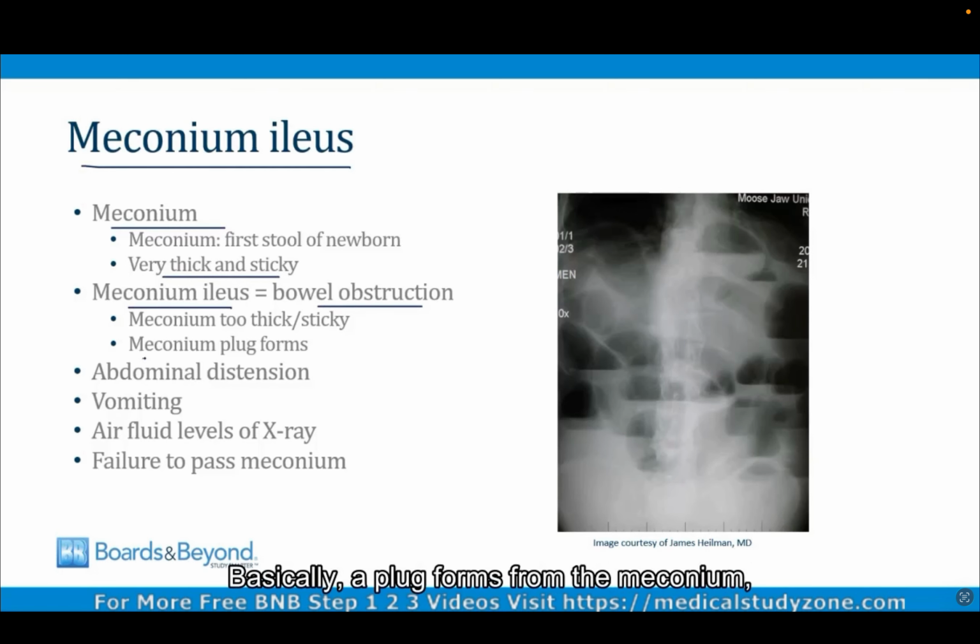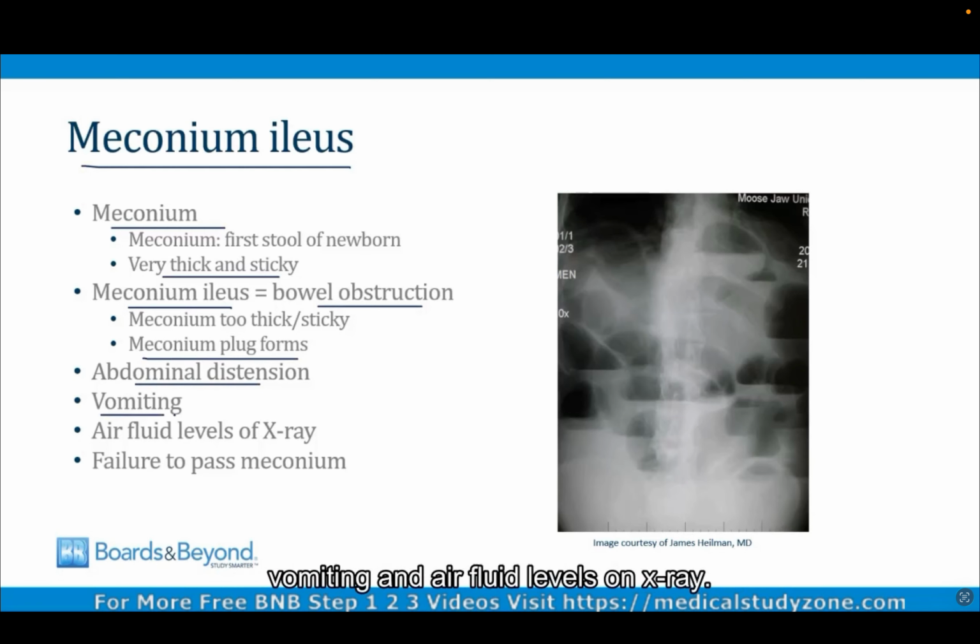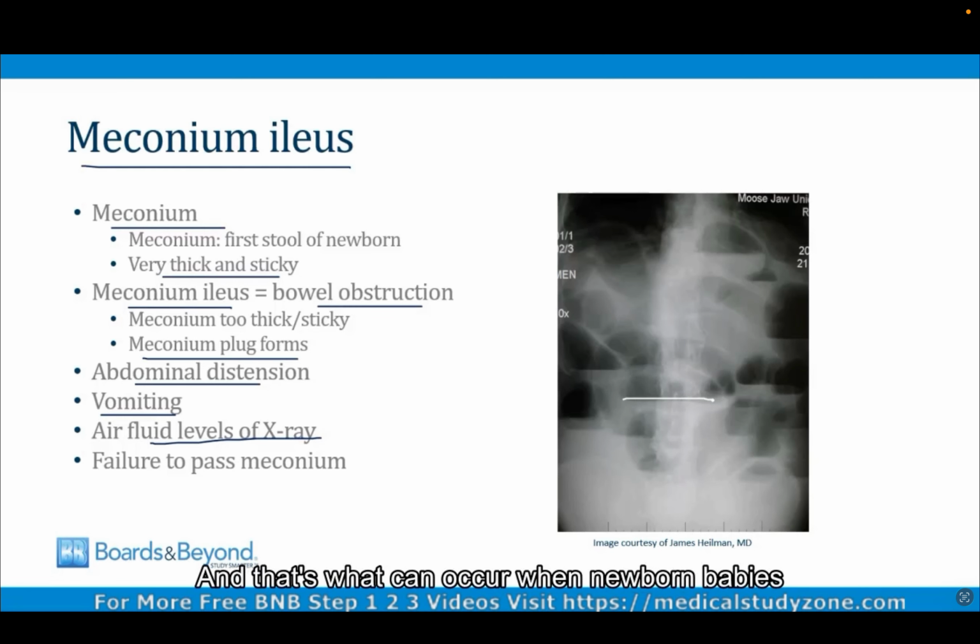Basically, a plug forms from the meconium, and bowel obstruction leads to abdominal distension, vomiting, and air fluid levels on X-ray. This X-ray is an example of air fluid levels in a patient with bowel obstruction. You can see that there is an air fluid level right here in the bowel, classic evidence on X-ray of bowel obstruction, and that's what can occur when newborn babies with cystic fibrosis cannot pass meconium.